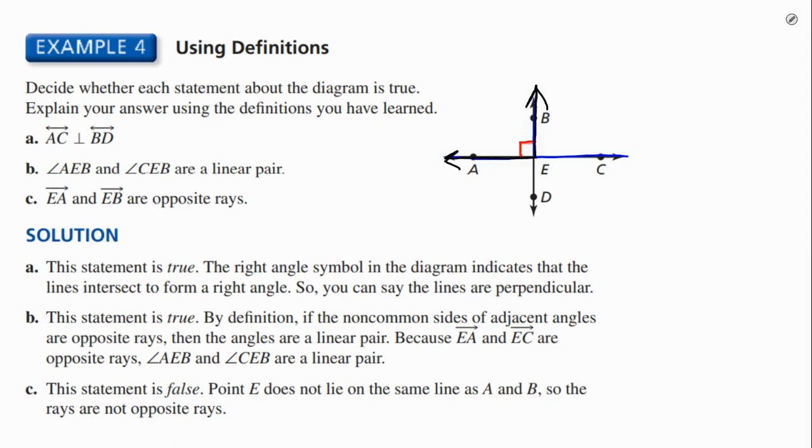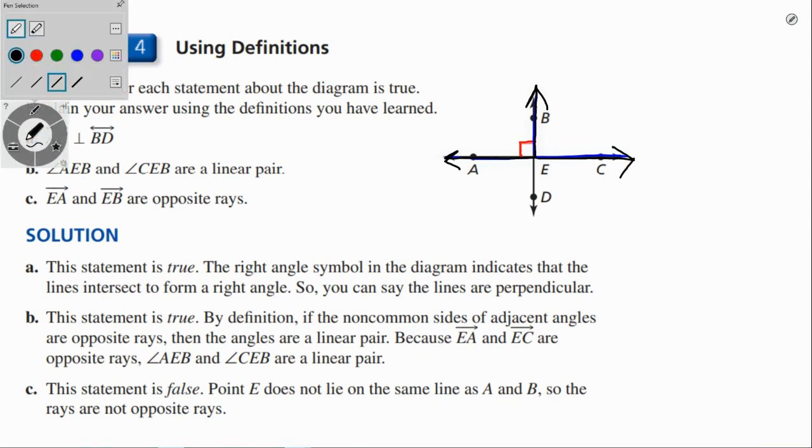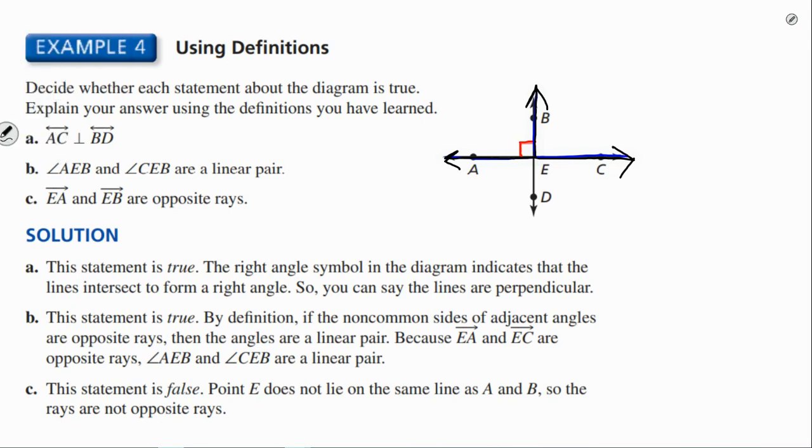So for this to be true, EA would have to be an opposite ray with EC. So E does fall on the same line as A and C do. So that would then make them opposite rays. So they have to be in opposite directions.